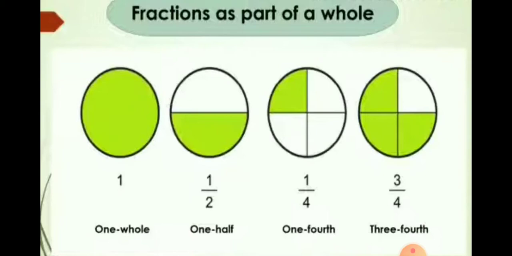Again, fraction as a part of whole, you can see when the whole circle is colored with green color, it is known as 1 or 1 whole. When half circle is colored, it is known as 1 upon 2 or 1 half. When only one quadrant of a circle is colored, then it is known as 1/4, because there are 4 quadrants. So 1 is colored, so that is 1 upon 4. And when 3 quadrants are colored out of 4, then it is known as 3/4 or 3 upon 4.